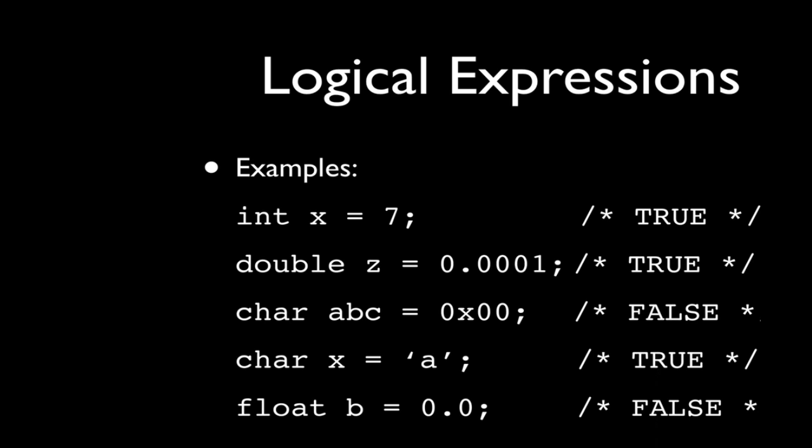In the next example, I have char x equals the literal character A, and that is also non-zero, so that will get evaluated as true. And then finally, I have a float b equals 0.0. That is 0, so if it was used in a logical expression, it would be false. Now, we'll see later on when we talk about branching and looping how logical expressions are used. But for right now, let's take a look at a hands-on example to demonstrate some of the concepts we've learned in this lesson.